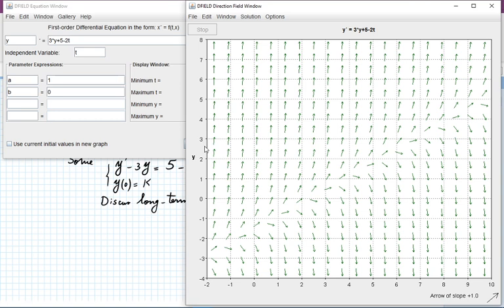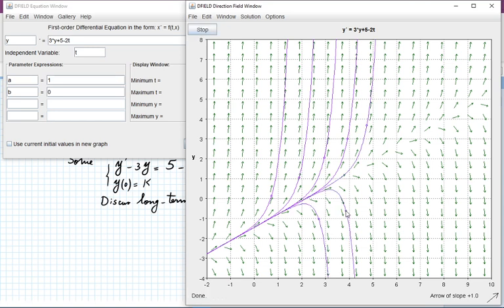So this is the direction field. Let's click in a few places to see what happens. We already see that here everybody's going up. Down here it looks like things are going down quickly. So let's go ahead and pick some trajectories up here, some trajectories down here.